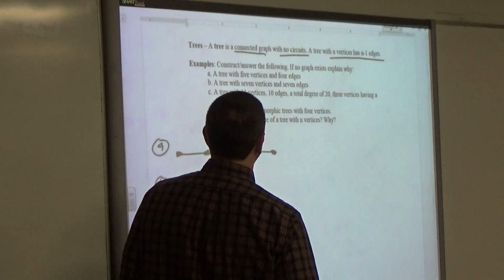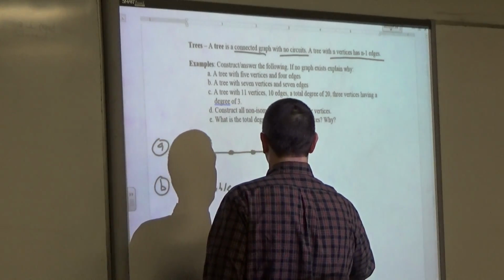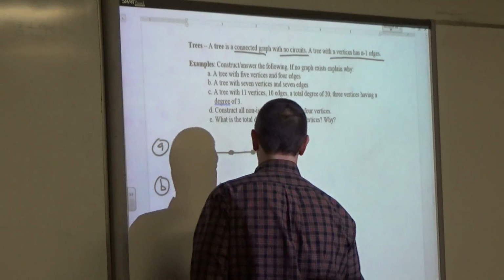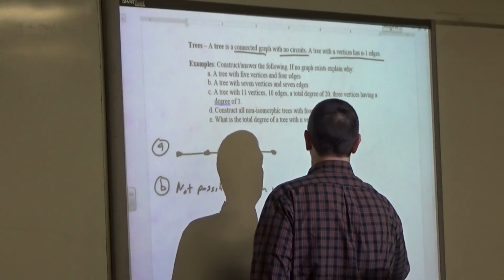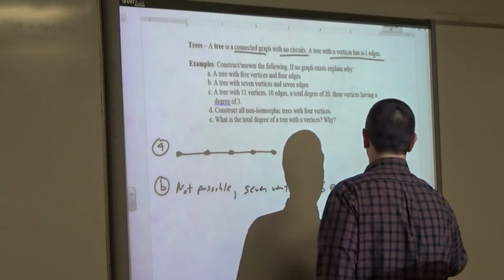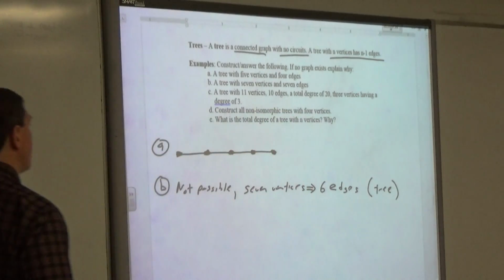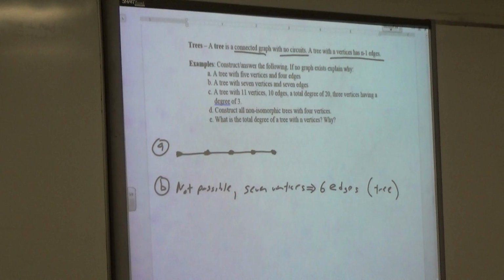If it has 7 vertices, it should have 6 edges. So 7 vertices implies 6 edges, at least for a tree, right? For other graphs, that's not necessarily the case, although it could be, but it doesn't have to be. Guys, any questions about those?